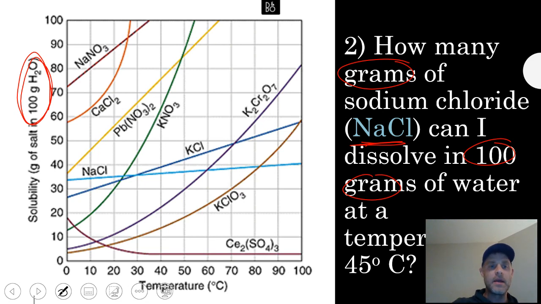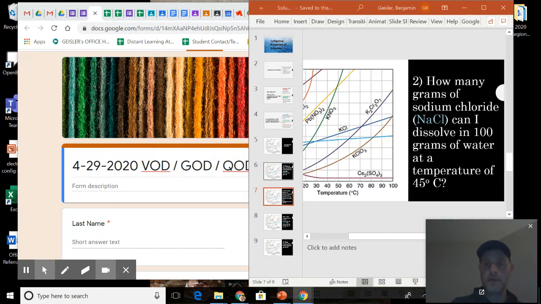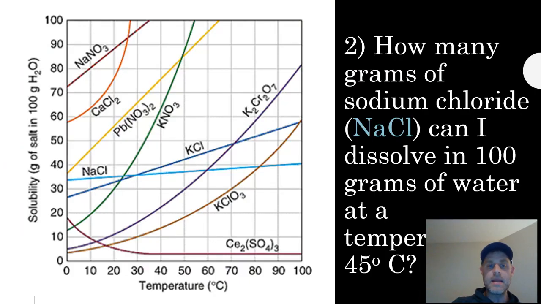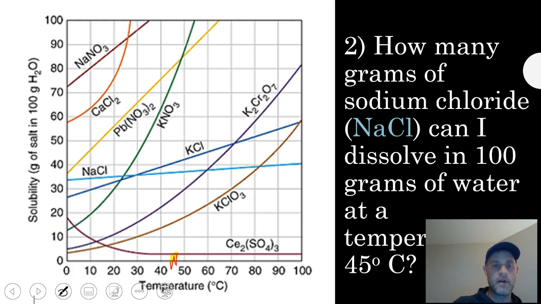So I've got to find that curve. This one's light blue. Here it is. And what's the temperature I'm looking for? I'm looking at 45 degrees. So again, I've got to look at the bottom for temperature. All right, temperature 45. There it is. I'm going to go up until I hit sodium chloride, which is light blue. So I'm going to go up, up, up, up, up. Boom, I hit it.